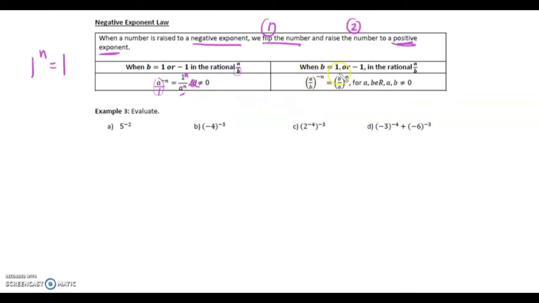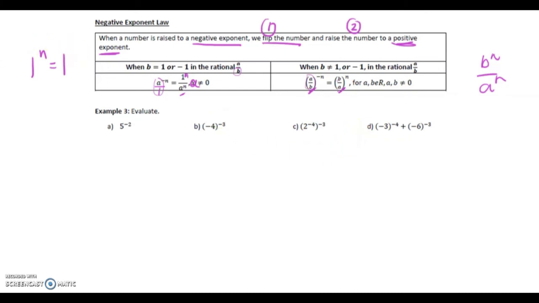Okay, when b doesn't equal 1, so when we actually have a fraction, we flip the fraction and raise the entire thing to the n. So essentially, it's going to be b to the n over a to the n. Okay, and then again, anything that ever existed in the denominator, b or a in this case, cannot equal 0.